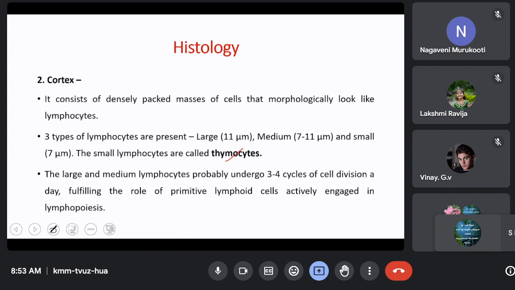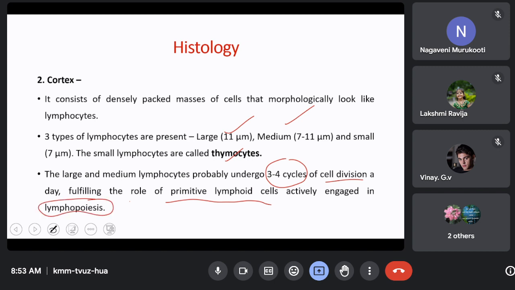Coming to the large and medium lymphocytes, they probably undergo 3 to 4 cycles of cell division. So these are the two cells which undergo cell division and they fulfill the role of primitive lymphoid cells actively engaged in lymphopoiesis. What is lymphopoiesis? It is nothing but the formation of lymphocytes. So lymphocytes form from primitive lymphoid cells, and these primitive lymphoid cells are formed by divisions of large and medium lymphocytes of the thymus gland.